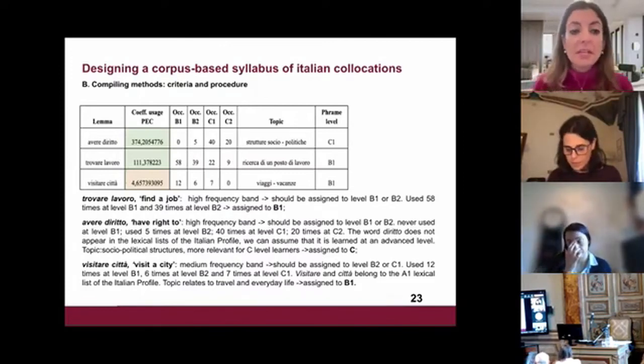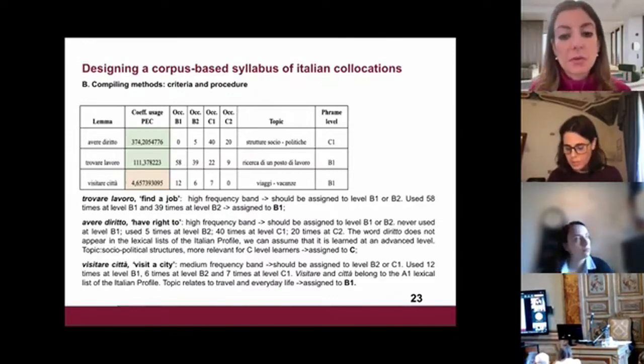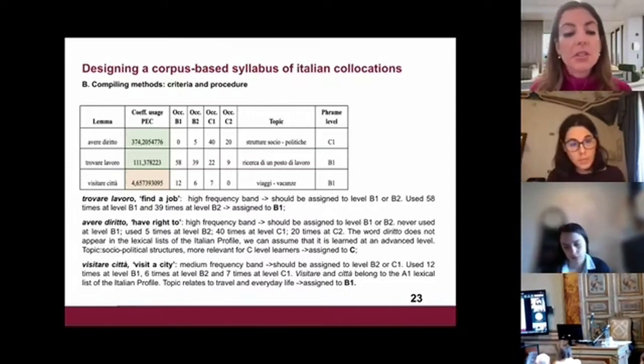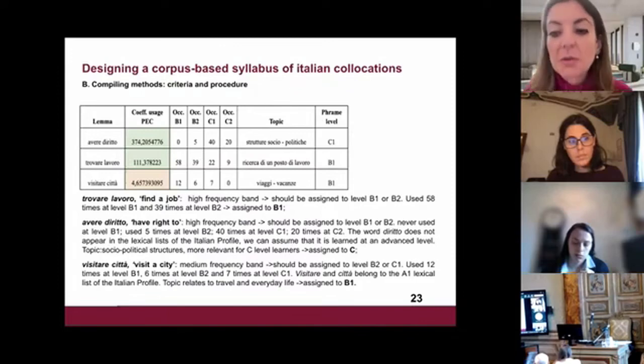The second example is avere diritto, have rights to. It also belongs to the high frequency band, so it should be assigned to level B1 or B2. However, it is never used at level B1. It's used only 5 times at level B2, and it's used much more consistently at level C1 and C2, 40 times for C1, 20 times for C2.